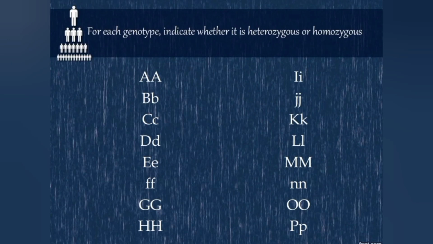So next, for each genotype, indicate whether it is heterozygous or homozygous. These are the homozygous, these heterozygous, and these are the homozygous, heterozygous, homozygous, and the heterozygous.